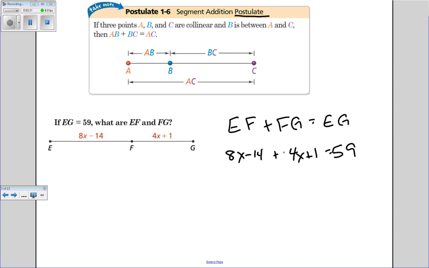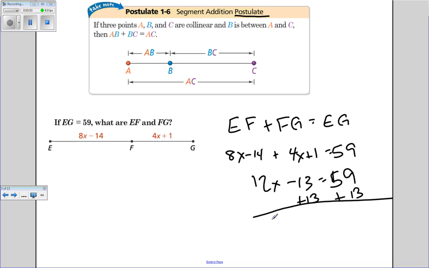Since 8x and 4x are on the same side, I'm going to combine them. 8x plus 4x is a 12x. We have a minus 14 and a plus 1 on the same side. That's a minus 13 equals 59. So next step, I'm going to add 13 to both sides of my equation. And I get 12x equals, when you add 59 and 13, that's 72. Divide both sides by 12, and I get x equals 6, which is great.